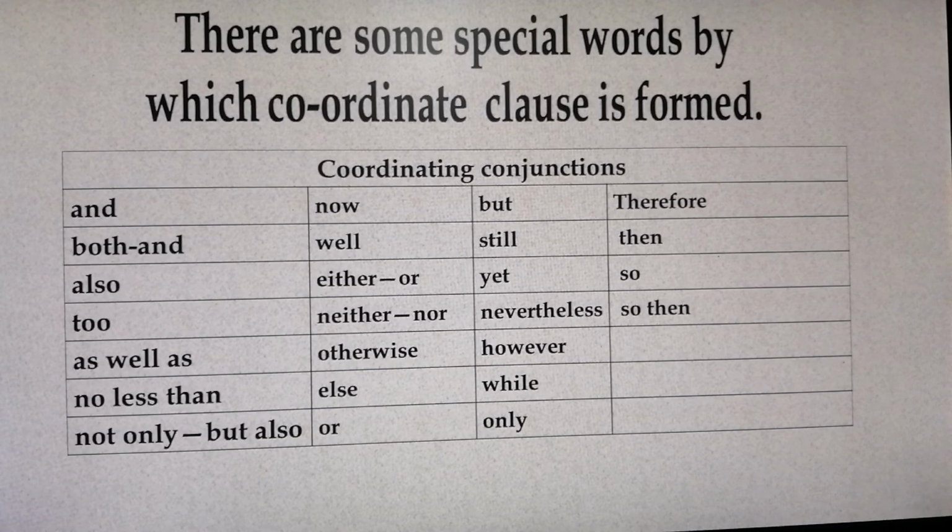I'm reading: and, both, and, also, too, as well as, no less than, not only but also, as well, either or, neither nor, otherwise, else, or, but, still, yet, nevertheless, however, while, only, therefore, then, so, so then. When two or more principal clauses are connected with these coordinating conjunctions, those clauses are called coordinate clauses.